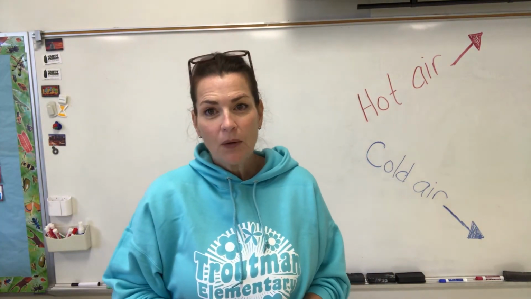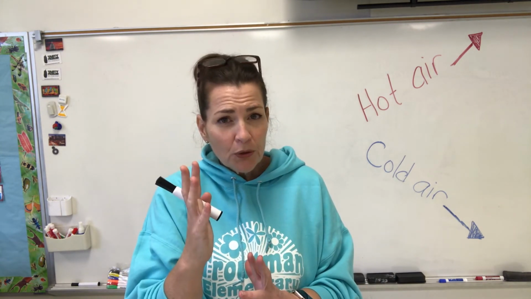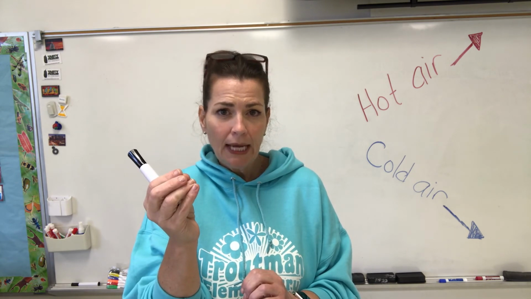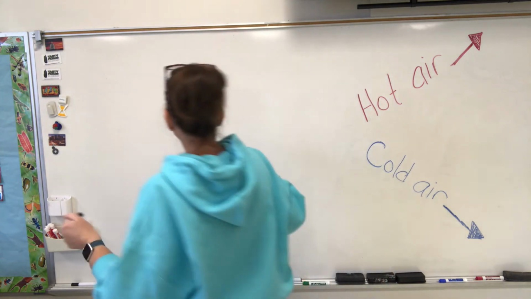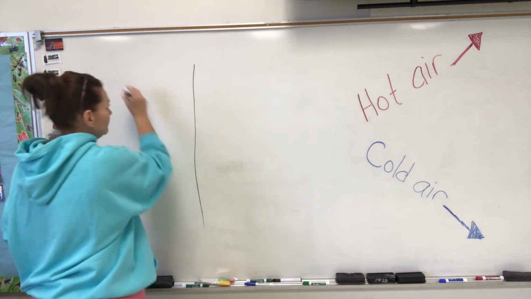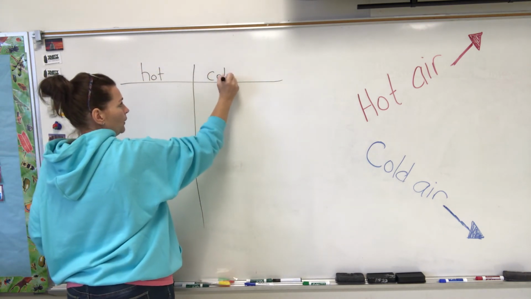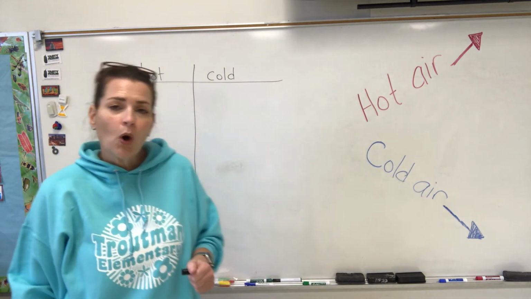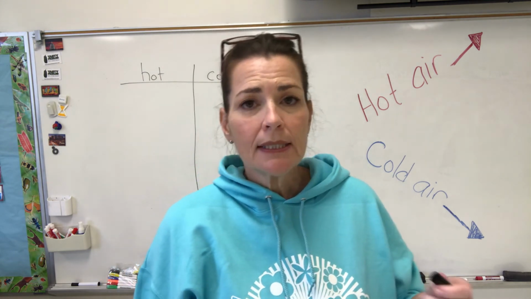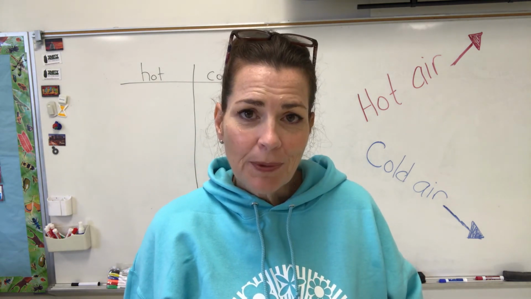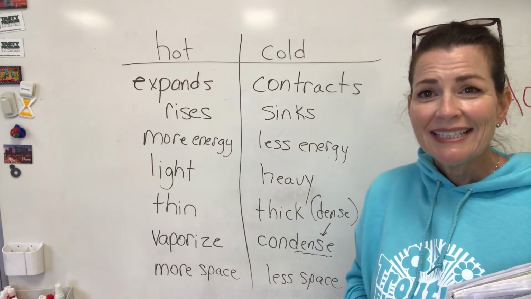What I want to do now is make a side-by-side comparison of the attributes of warm air compared to the attributes of cold air. So we're going to do that through a T-chart. So we'll just draw a T-chart. And over here we'll put hot. Over here we will put cold. Now, lucky for us, water reacts in most ways the same as air, and because we can see water, we often use it for experiments explaining what is going to happen to air. All right, let's go over these.